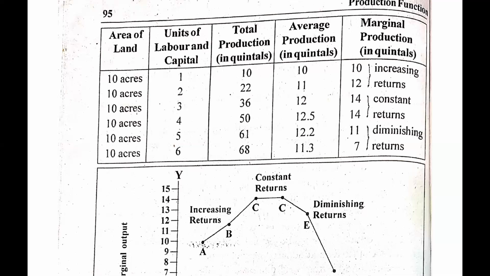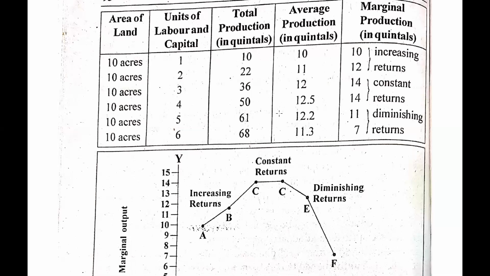So we can say in the beginning stage, there will be an increase in the production, average production and marginal production, but after a certain point there will be diminishing, or we can say decreasing, average production and marginal production.